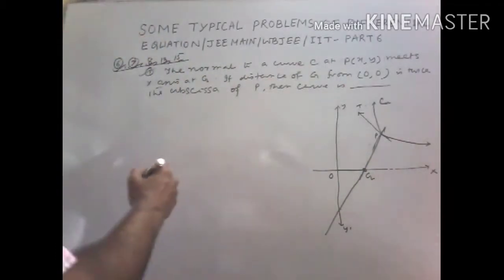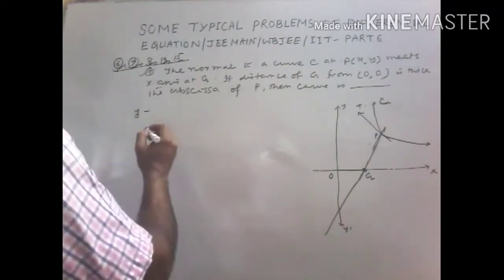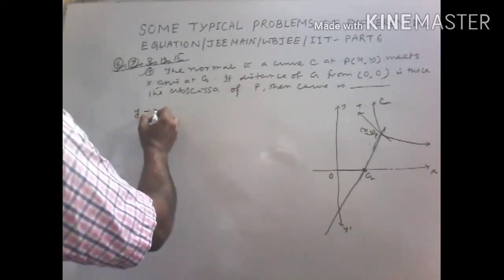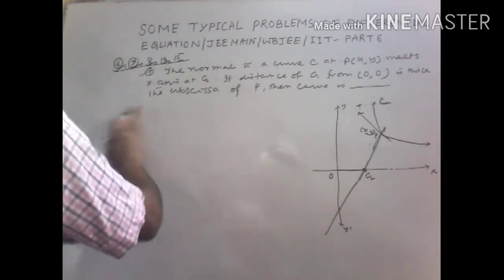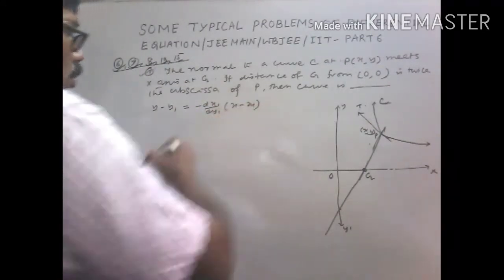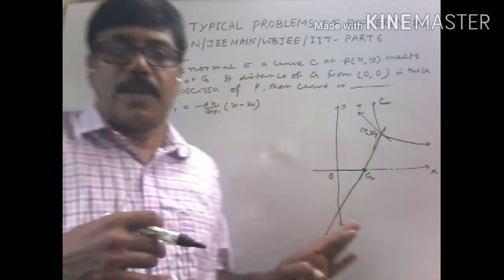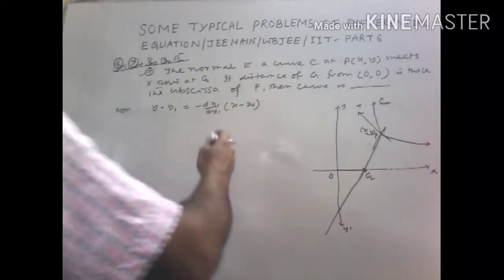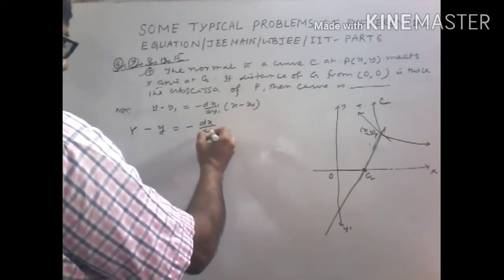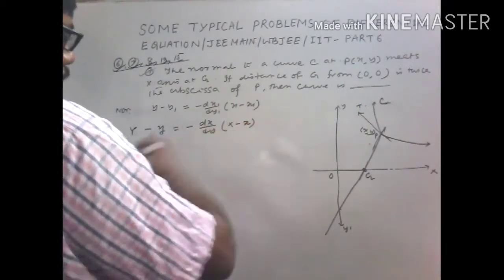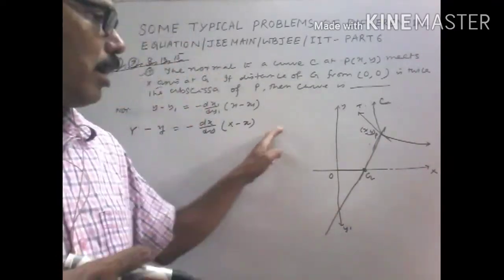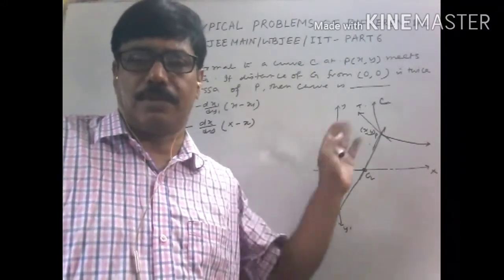So what is the equation of the normal at P(x, y)? Y minus y1 equals minus dx1 by dy1 into X minus x1. So this is the normal at x1, y1. But here the point is given as P(x, y), so the normal is capital Y minus small y equals minus dx by dy into capital X minus small x, since it is specified as (x, y). Otherwise you can take the equation of the normal at x1, y1, and at last replace x1 by x, y1 by y, just like the previous one.